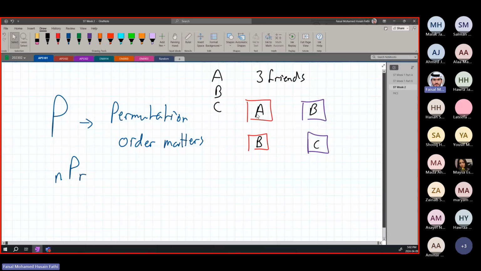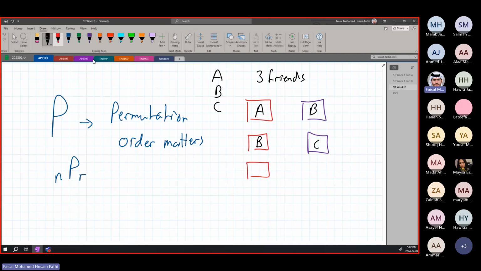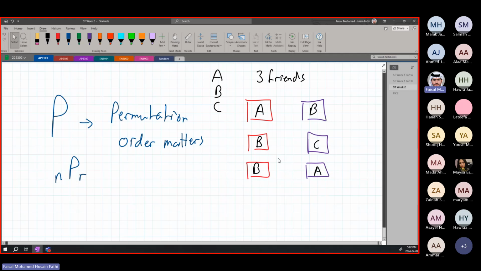Meaning, if A is sitting in the red chair and B sitting in the purple chair, that matters. That is important. So there is another option as well, where B is sitting in the red chair and A is sitting in the purple chair. This is what they mean by order matters.